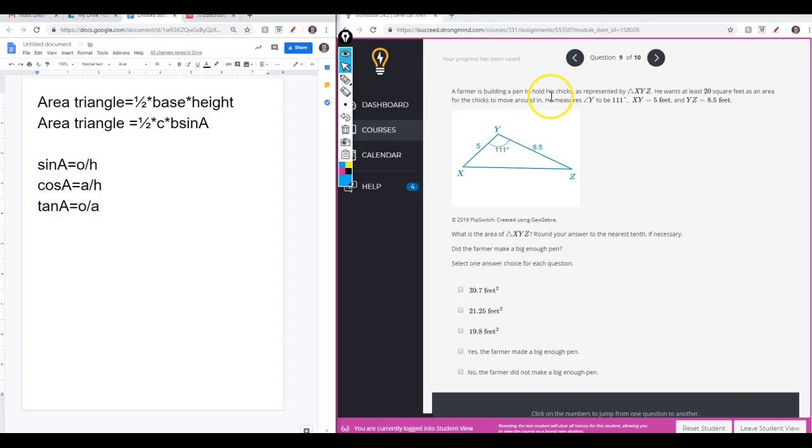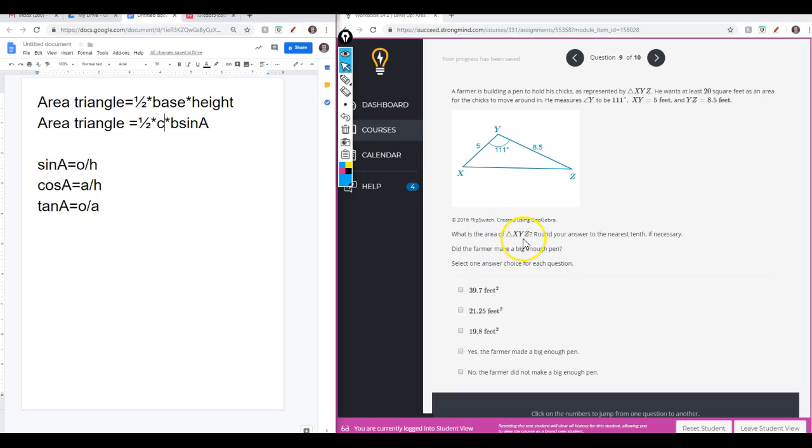So a farmer is building a pen to hold his chicks, as represented by triangle XYZ. He wants at least 20 square feet as an area for the chicks to move around in. He measures angle Y to be 111 degrees. The length of XY is equal to 5 feet. The length of YZ is equal to 8.5 feet.